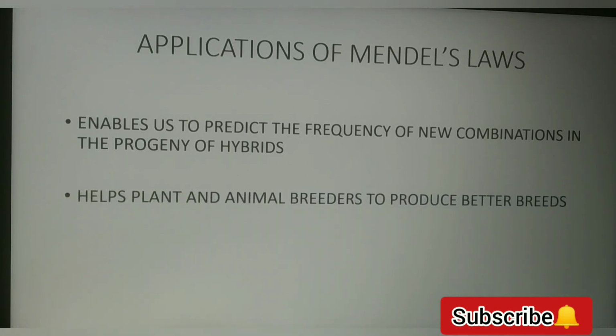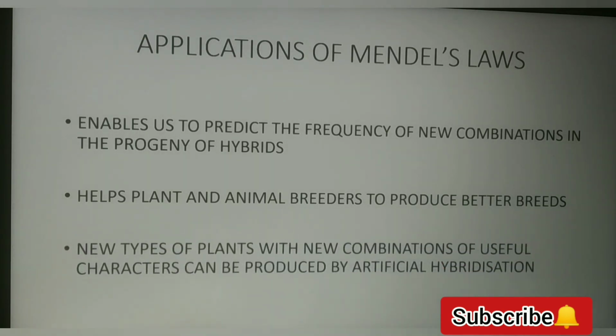Then the second application is that a knowledge of the laws of Mendel is very useful for plant and animal breeders to produce better breeds of plants and animals. The third application is that new types of plants with new combinations of useful characters can be produced by artificial hybridization. So breeders can artificially produce new plants by artificial hybridization with new combinations of useful characters.